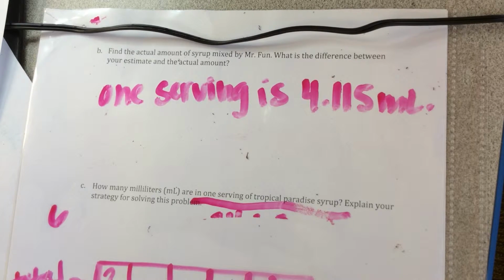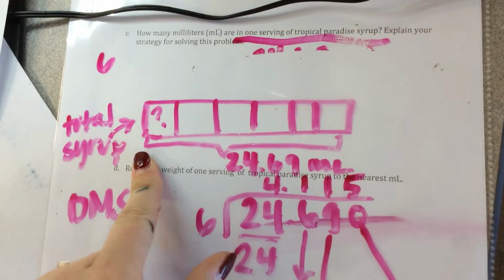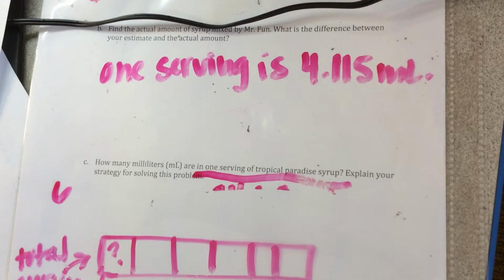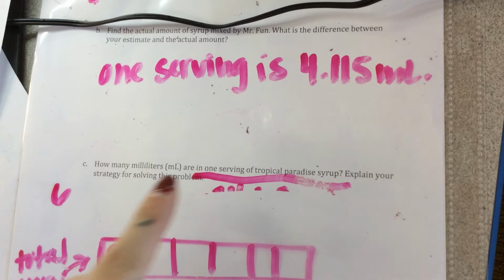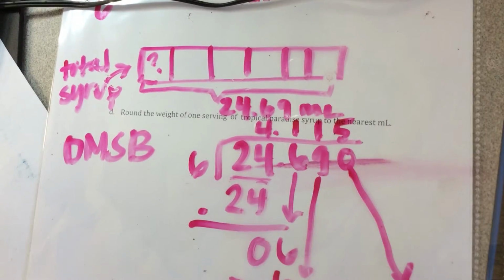So it said to explain your strategy. I'm okay if you just show your strategy. So I used a tape diagram. If you used division, I want you to explain. I saw that he was needing to divide, or break, his syrup into 6 servings, so I divided. Just explain to me or show me how you got this answer.